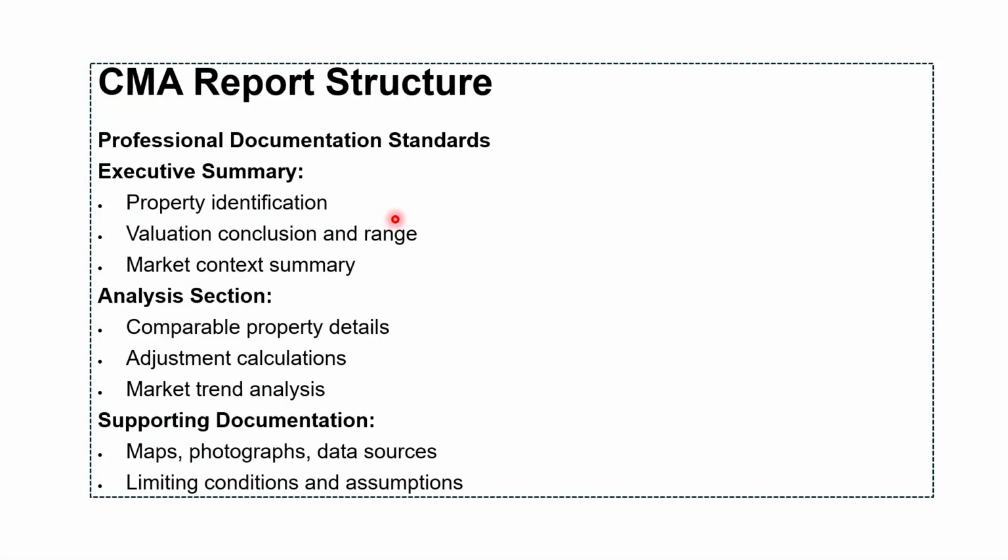Then limiting conditions and assumptions. What are the assumptions drawn on which this analysis was done, and what are the limiting conditions. There are always certain limitations in this type of analysis, so they will have to acknowledge the possible limitations of such analysis. All that will be part of this CMA report structure.